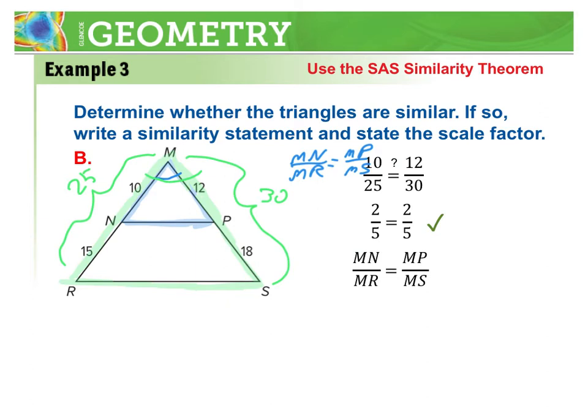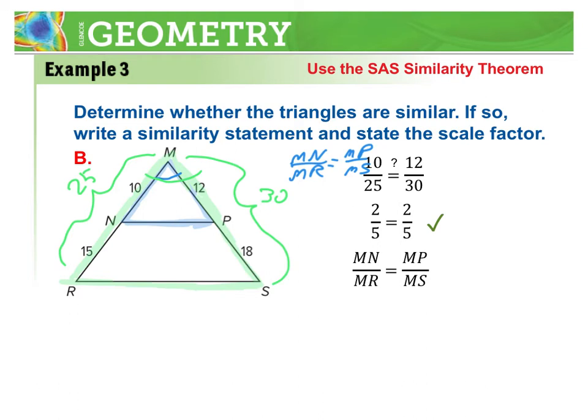So the ratio of MN to MR is proportional to MP to MS if these two triangles are similar. Substituting in our values, we get 10 over 25 equals 12 over 30. Simplifying both expressions gives us 2/5 equals 2/5. Therefore, the ratio of MN to MR is proportional to MP to MS.